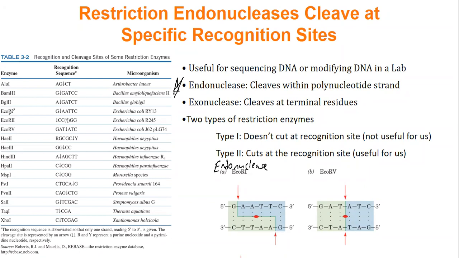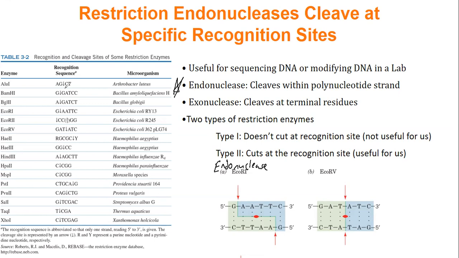So ECO-R means E. coli R strand. So ECO-R1 is the first one discovered in E. coli R strand, ECO-R2, ECO-R5, so on and so forth. The recognition sequence tells you where it's going to cut, and the arrow tells you where in that sequence it will cut.